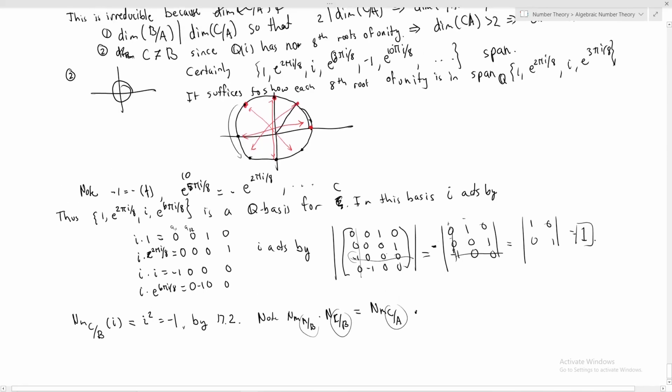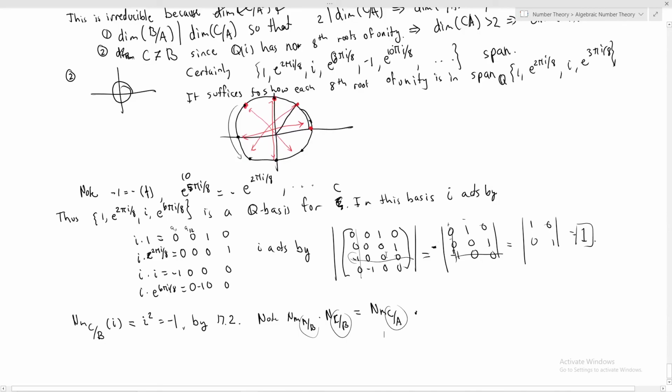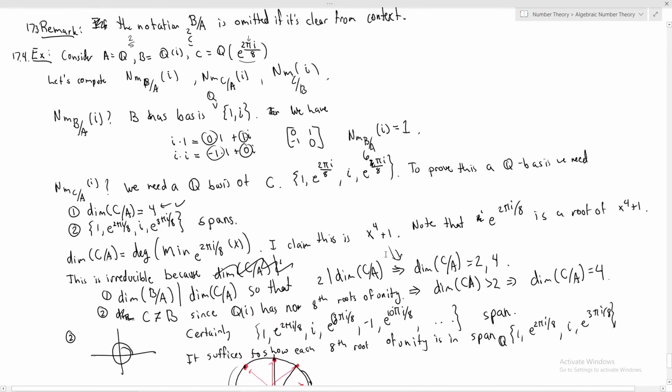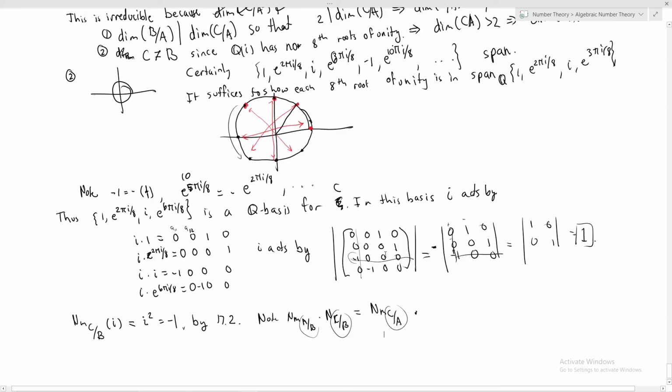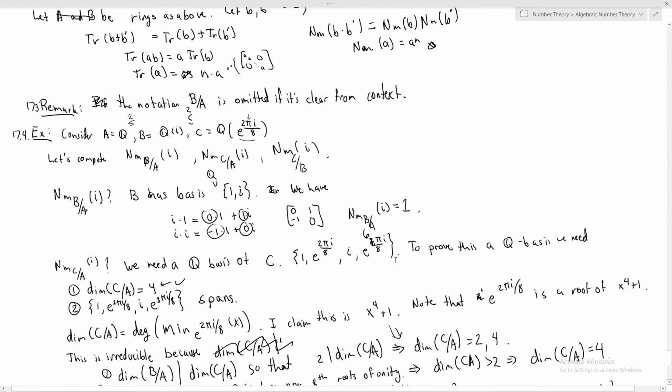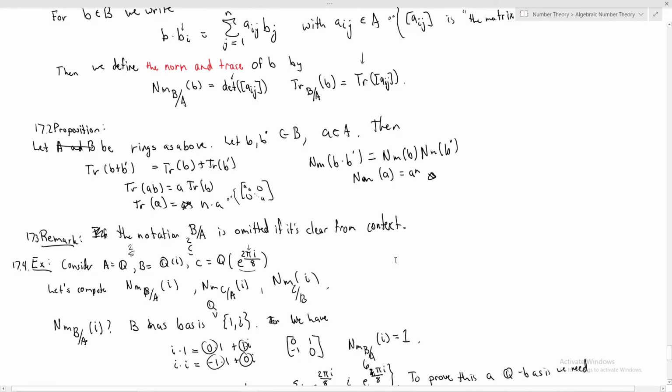Okay, so this finishes up this example, and this finishes up the introductory lecture to norms and traces. Next, we'll talk about how we can use Galois theory to actually compute these things in the number field setting.